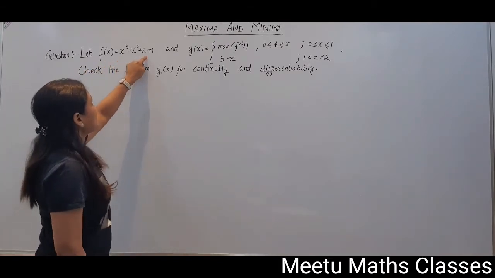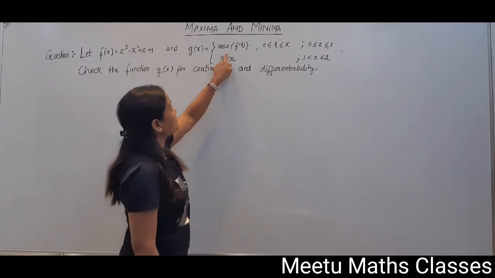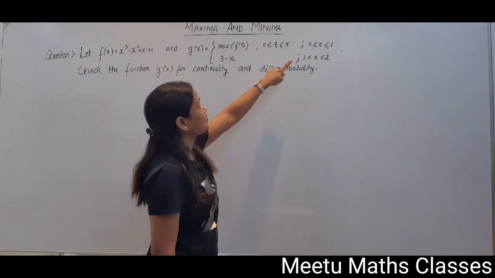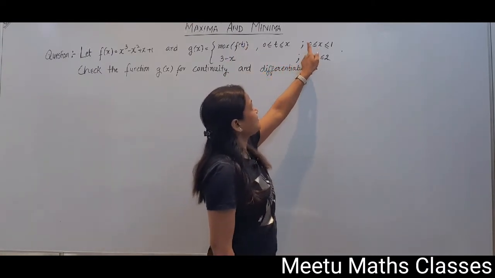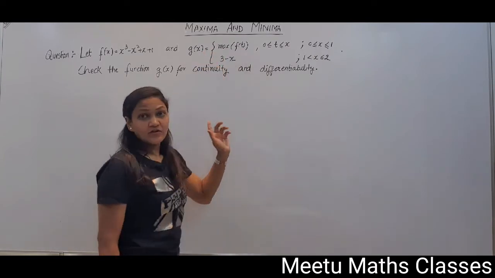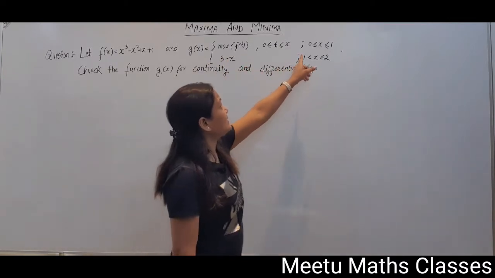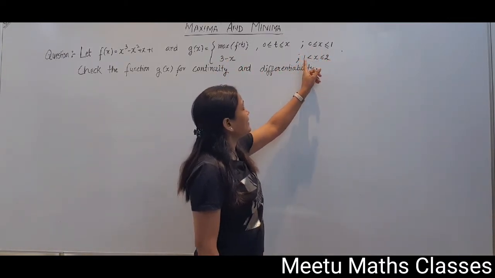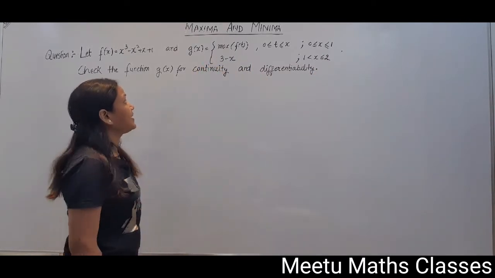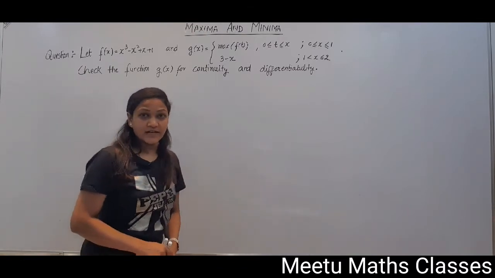The question of the day is: let f(x) be the function x cube minus x square plus x plus 1, and g(x) is defined as the maximum of f(t), where t lies between 0 to x, for all x lying between 0 to 1. And when x lies between 1 to 2, g(x) is defined as 3 minus x. Now you have to check this function for continuity and differentiability.